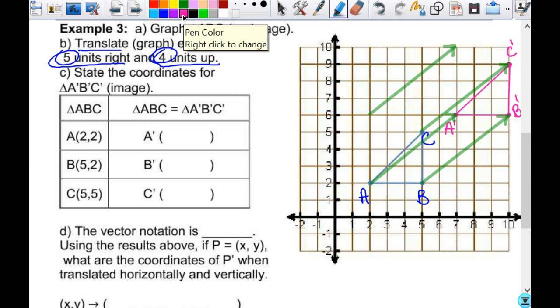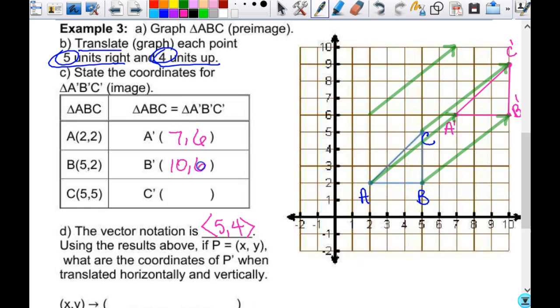So my vector notation then, what is the vector? <5, 4>. Right? And that, just like the mapping notation, tells you exactly what to do with your pre-image points to get your image points. You add 5 to the x value, 4 to the y value. So this becomes (7, 6), (10, 6), and (10, 9). Yes, just like when you plot points, it's always x, y. And if it's negative, then you would go left or down, depending on which one it is.